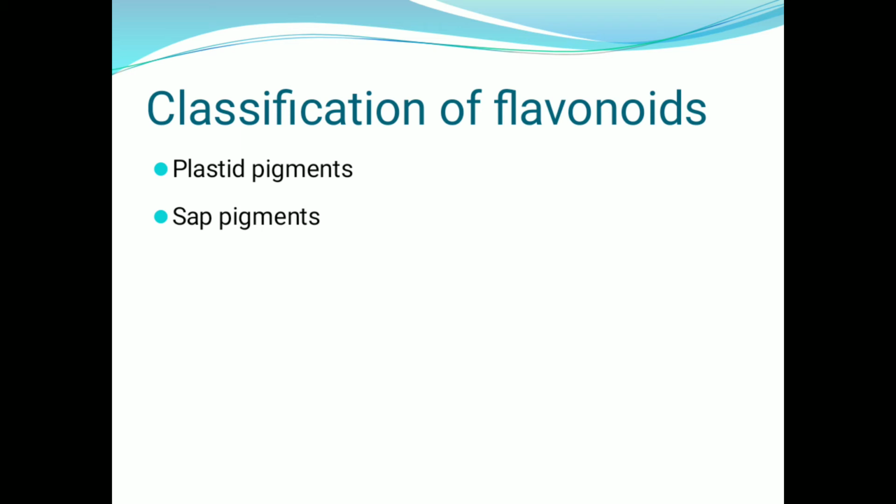These flavonoids are classified into two main types. First one is plastid pigments and second one is sap pigments. In classification of pigments, so many types are there, but here we only discuss two types.